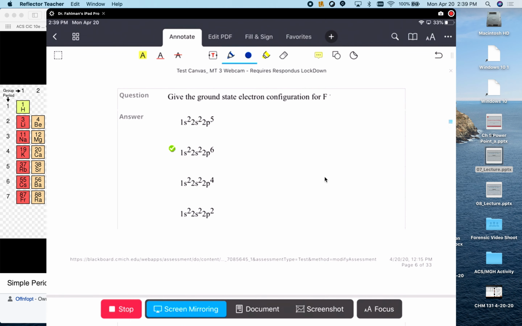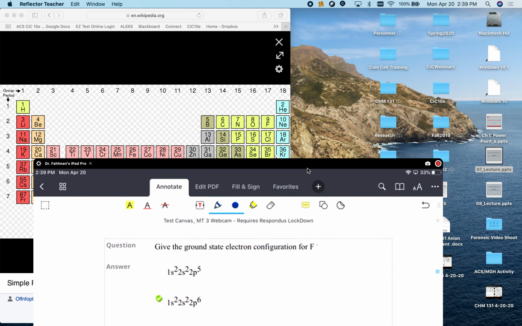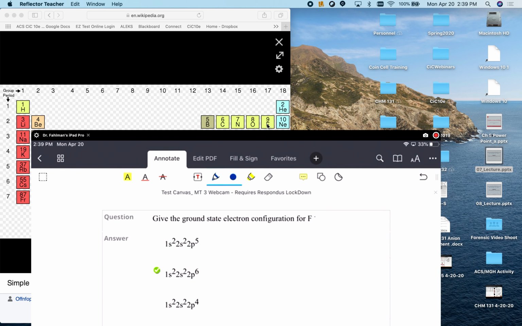Ground state configuration for F minus. If you add one more electron to fluorine, you're going to get neon's configuration. So it's really 1s2, 2s2, 2p6. Okay, or that one.